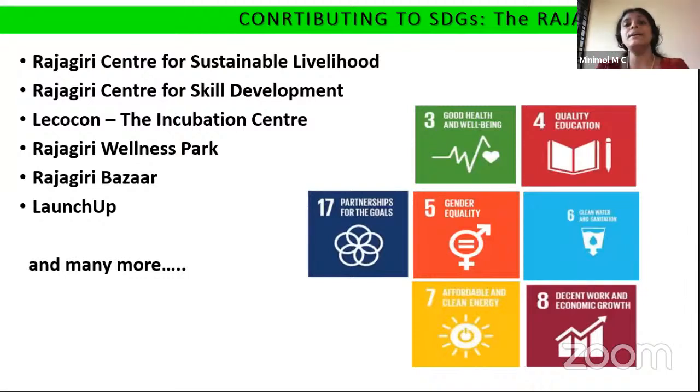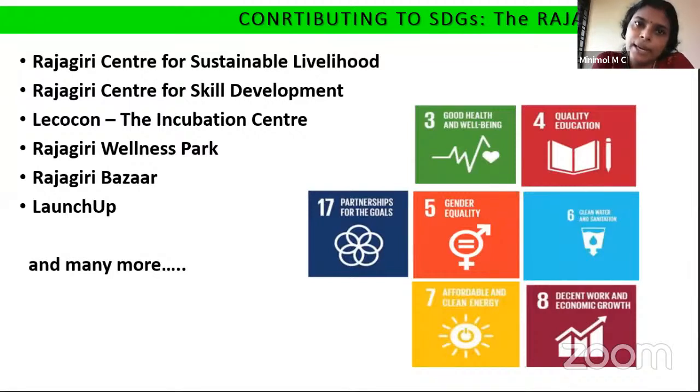Let me also share the Rajagiri way of contributing to SDGs with you, which I think will definitely help you think about what you can come up with at your institution, at your home, or as an individual, to contribute to SDGs.